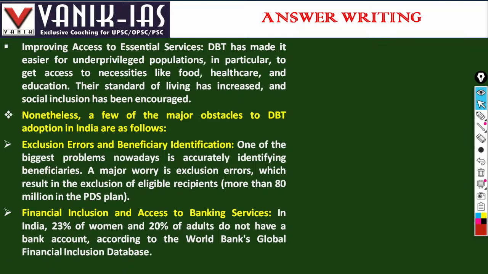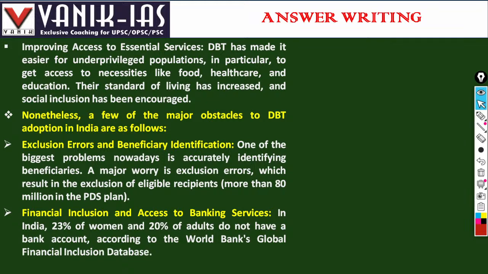Improving access to essential services. DBT has made it easier for the underprivileged population, in particular, to get access to necessities like food, healthcare, and education. Their standard of living has increased, and social inclusion has been encouraged. Nonetheless, a few of the major obstacles to DBT action in India are as follows. Exclusion error and beneficiary identification.